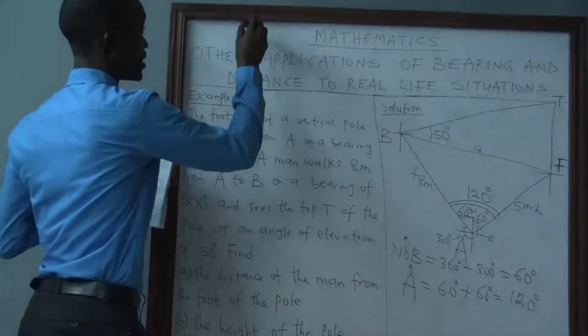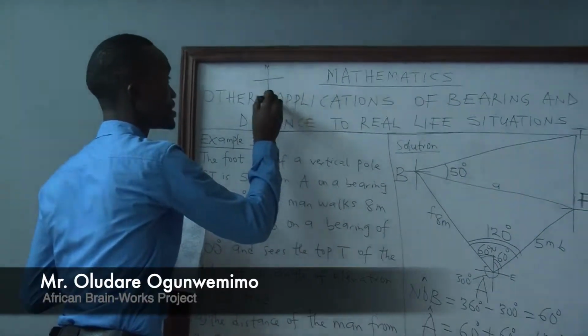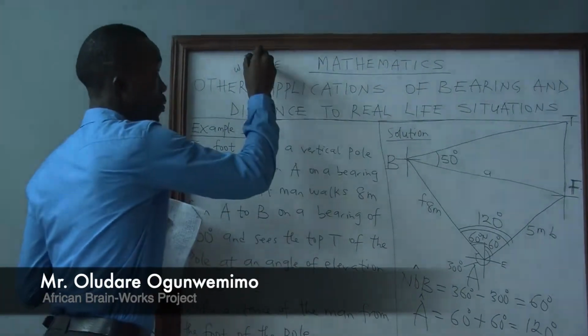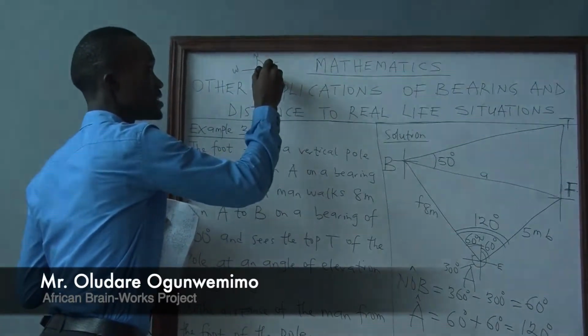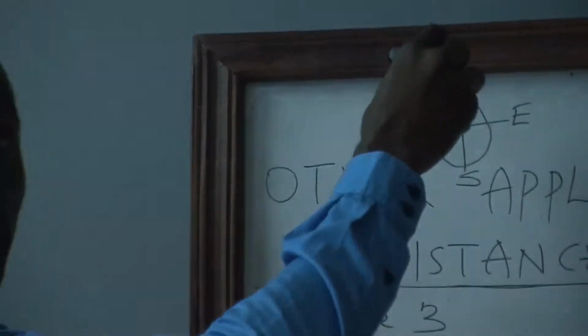If you have something like this, this is our north pole. From our four cardinal points, this is south, this is east, and this is west. As we have 300 degrees, we have to trace it from here. This is 90, 180, 270, and that's 300. That's why we have it like that.